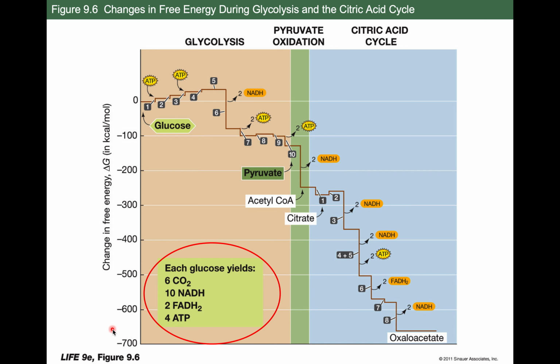So we're still leaving a lot of energy on the table here, and that's what we're going to talk about in the next section: how do we take some of the energy that's stored in all these electron carriers and use that to make more ATP. That's basically where we're headed. So I will stop there and pick this up in the next section.